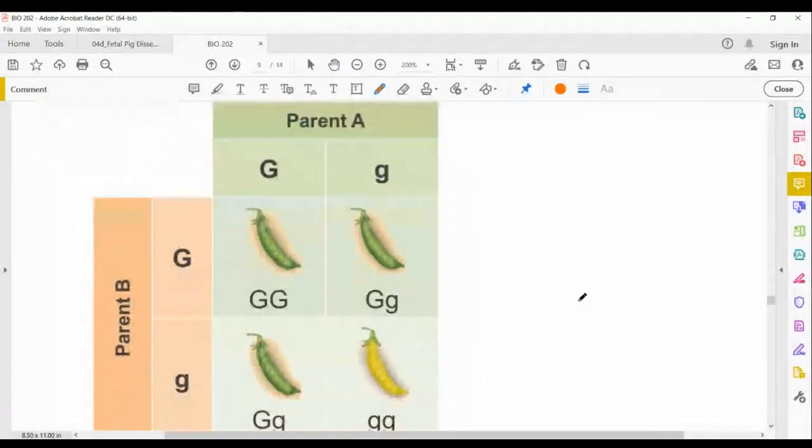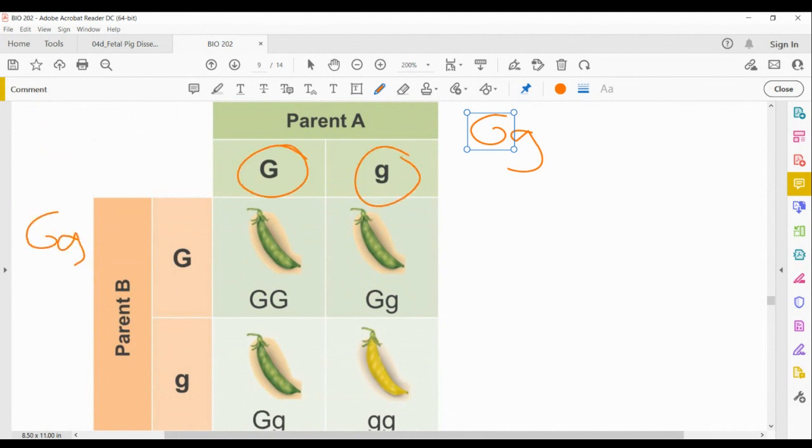So let's have a look at this cross. Since we have parents that both have a heterozygous combination, we map one capital, one lowercase for each one. And then we can start mapping out different genotypes. What would we see? So we get one G from one parent, one G from another parent.